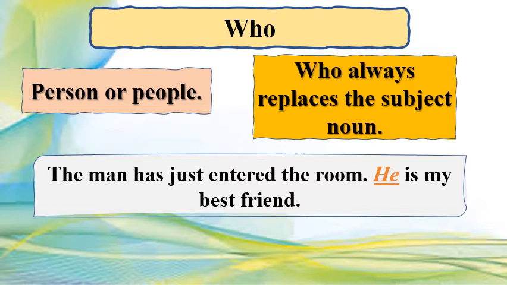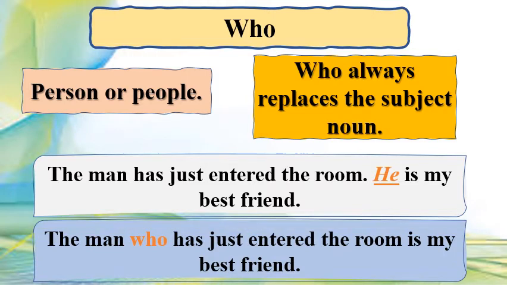So we have one more use of who. How can we replace this he? He is the subject over here. How can we replace the subject he? The man who has just entered the room is my best friend. In this way, we have used who here, and who is again a relative pronoun. And again I repeat, what are relative pronouns? Relative pronouns are the pronouns that are placed after the noun. Nouns are placed before the relative pronoun, and that pronoun is expressing the noun placed before it.